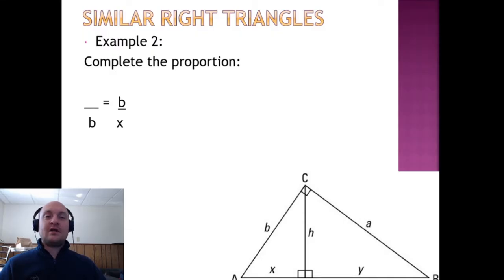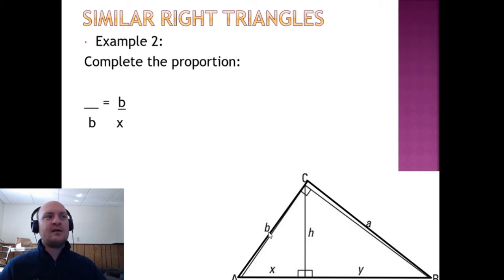Now, when we go to solve self-similar right triangles, we need to be very careful. And in this problem, you'll notice we're just completing a proportion, but that's pretty tricky since I see B in 2 places. In order to make sense of this, we have to dissect the 3 triangles inside of this one. We'll start with the big one.